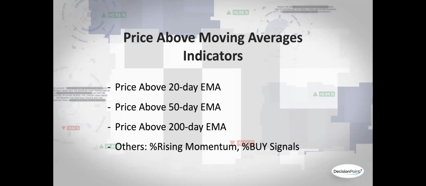But of course, you could use simple moving averages if you'd like, but our indicators are set up for exponential moving averages. Some of the other indicators we use is percent of rising momentum. We look at the percent of buy signals within the index. All of these are considered participation indicators.